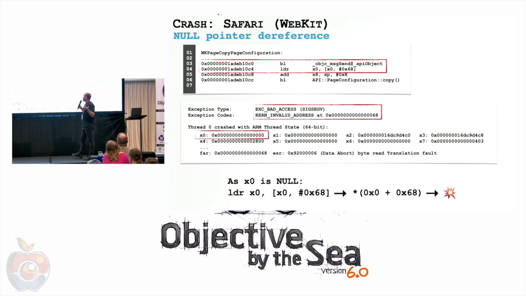So basically, this is a bug in Safari. They are getting an object back in this WebPage copyPageConfiguration API. They're not checking if the object is null, and then it crashes. Now you might want to look into this closer. Maybe the object has been freed and overwritten. But in this case, I think it's a pretty standard null pointer exception. So maybe not something that's exploitable per se.